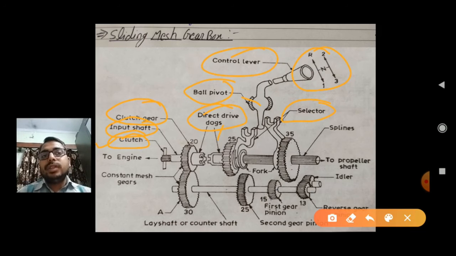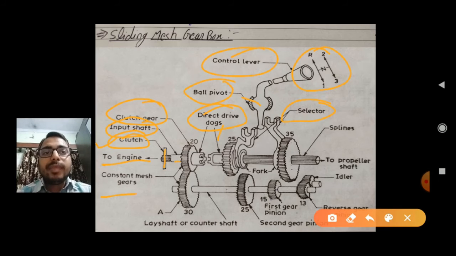This is the clutch which transmits power from the engine to the gearbox, and this is the power which is obtained from the engine. As I have told you, the clutch is a body which is attached between the engine and the gear transmission system, or you can say the gearbox. So this is the engine, this is the clutch, and now the gearbox system is attached.